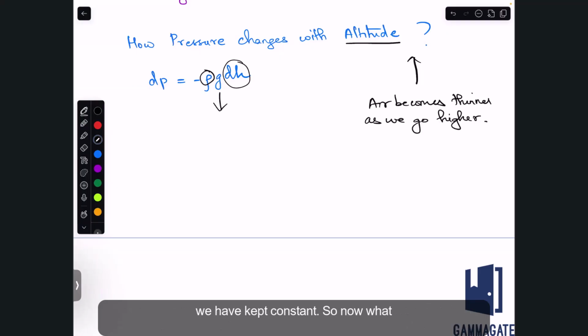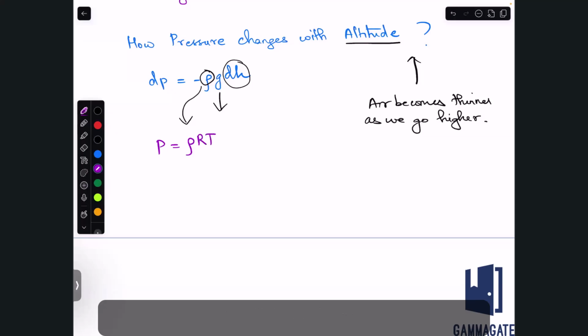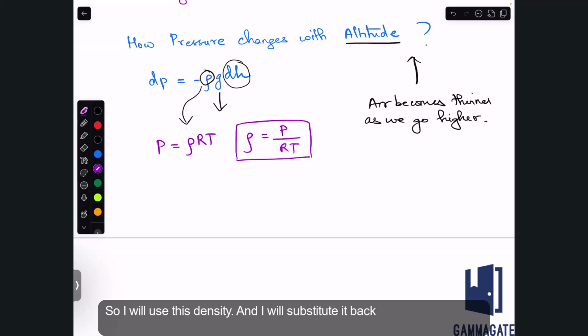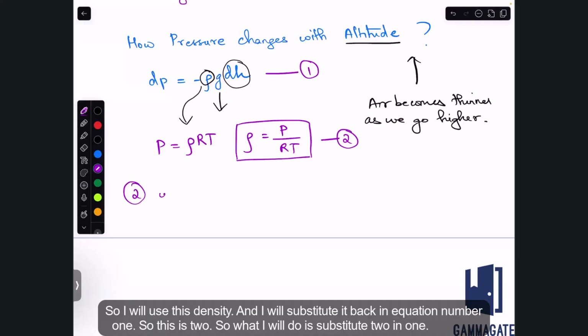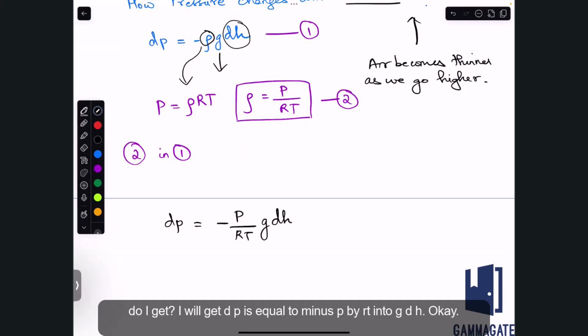Gravity we have kept constant. So now what should I do? I should get rid of density. How will I remove density? I know P is equal to rho RT, so density is equal to P divided by RT. I will use this density and substitute it back in equation number 1. So this is 2, and I substitute 2 in 1. What do I get? I will get dP is equal to minus P by RT into g dh.